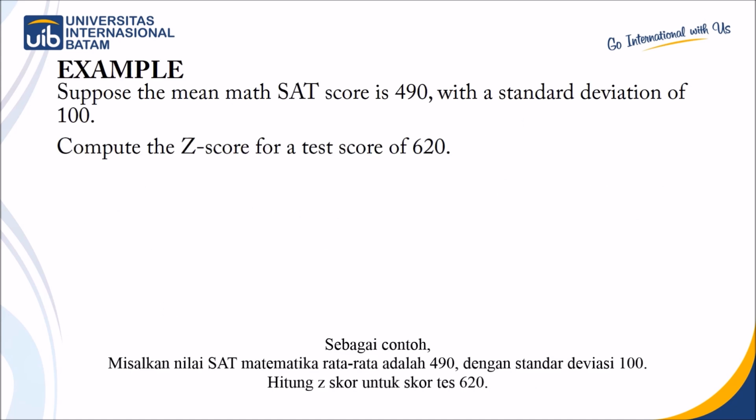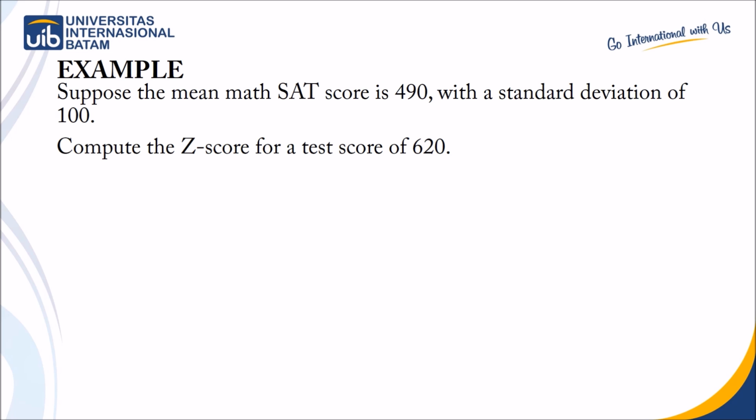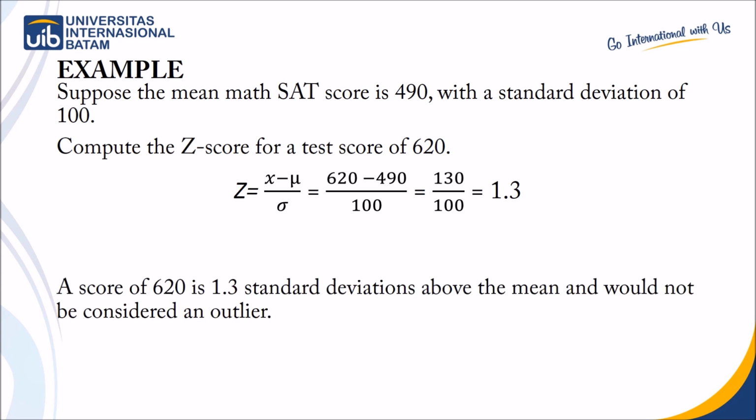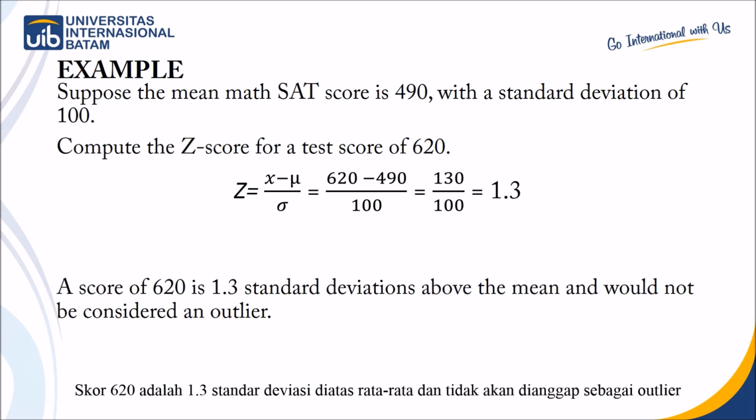Example: suppose the mean Math SAT score is 490 with a standard deviation of 100. Compute the z-score for a test score of 620. So the answer is z equals 620 minus 490 per 100 equals 130 per 100 equals 1.3. A score of 620 is 1.3 standard deviations above the mean and will not be considered an outlier.